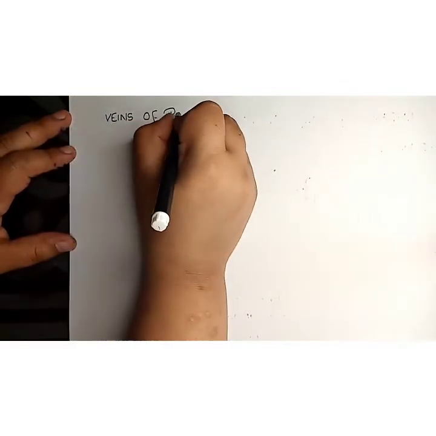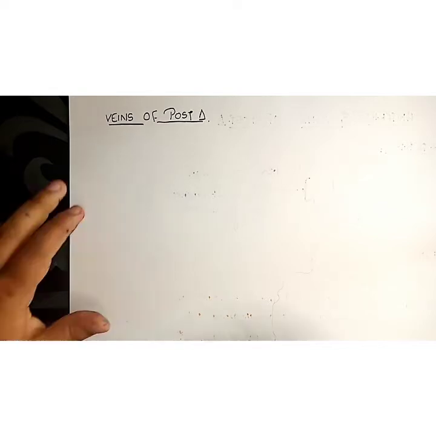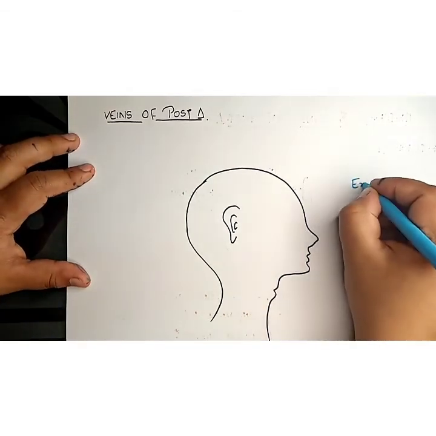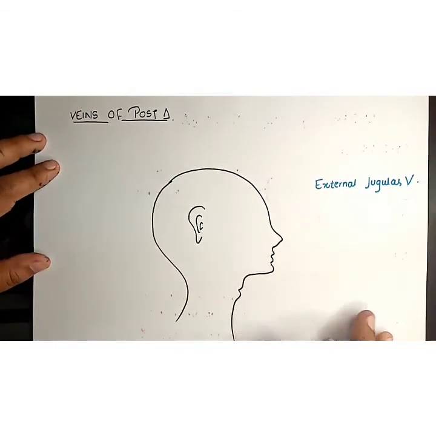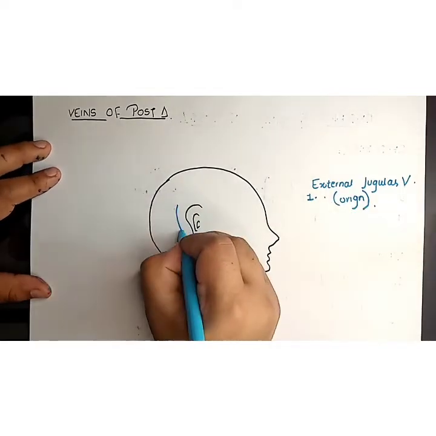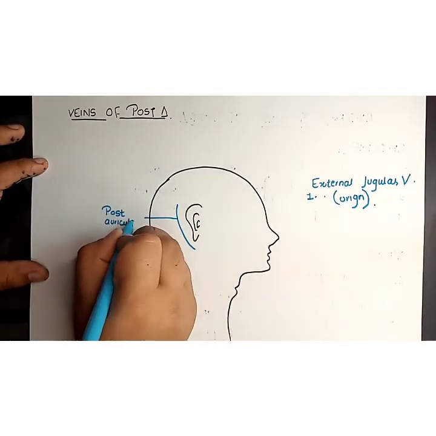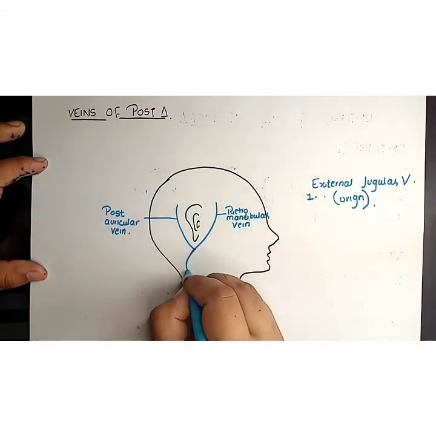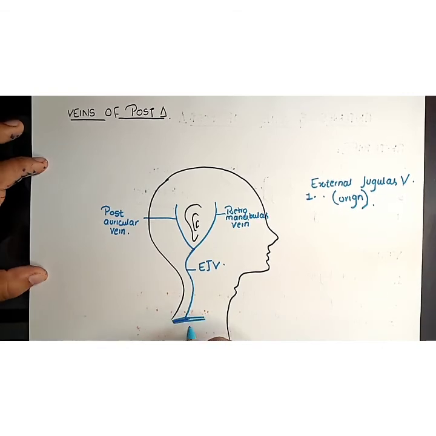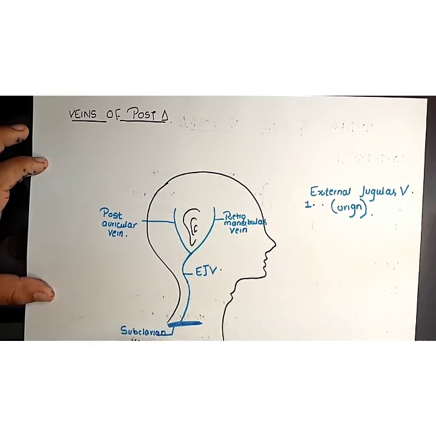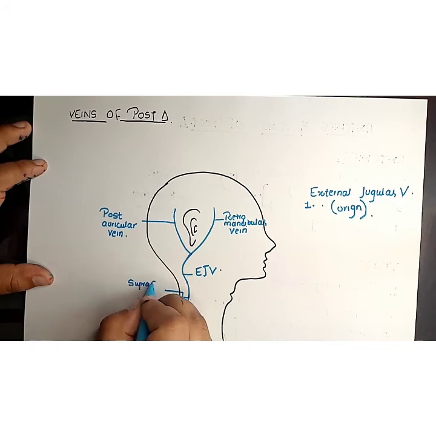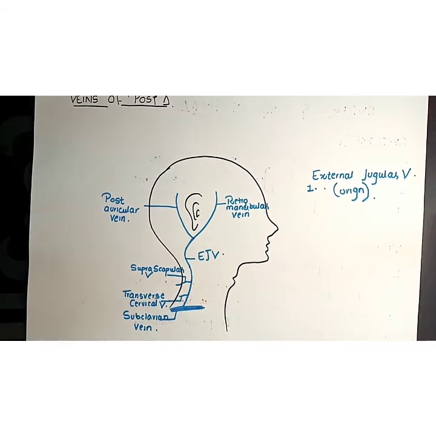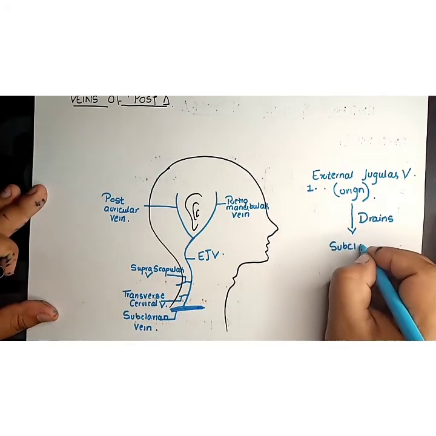So now I will explain about the veins of the posterior triangle. The important vein is the external jugular vein, and it arises by the coalescence of two veins. The first is the posterior auricular vein, and the second one is the retromandibular vein, at the level of the mandible below the parotid gland, and it gives rise to the external jugular vein, which drains into the subclavian vein, which is also present in the posterior triangle. And there are two branches of the external jugular vein, the suprascapular and transverse cervical veins. And here we are done with the veins of the posterior triangle.